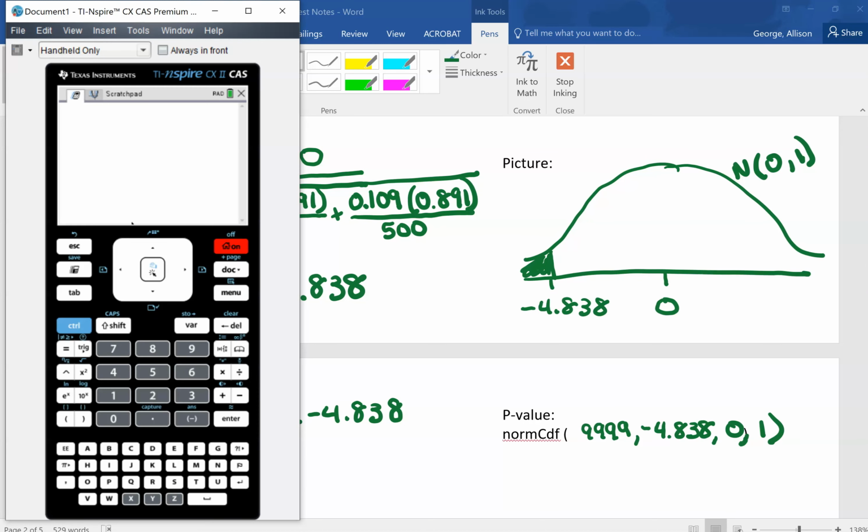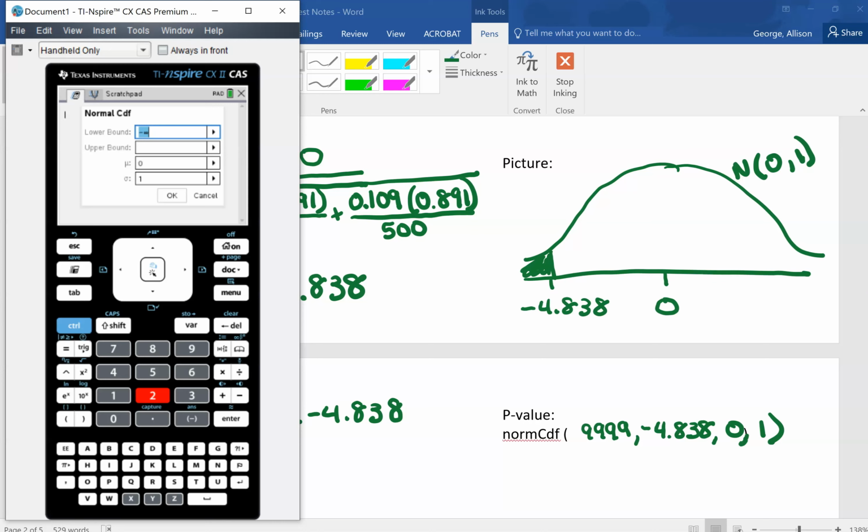Alright, so we're going to do menu, 5, 5, norm CDF. If you're using the Inspire software, it's going to default to a negative infinity, and that is totally fine. If you're using the regular calculator, just do the negative 9999. We may be off by like a 10,000th place, but that's totally fine.